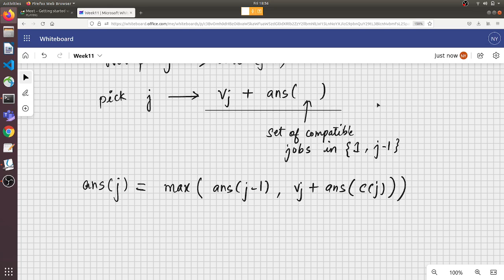What will be the base case here? If we are on the first job, that would be the base case, I guess. Or maybe if we don't have any jobs left. Then we'll return zero, because if we don't have any job, we can't make any profit.